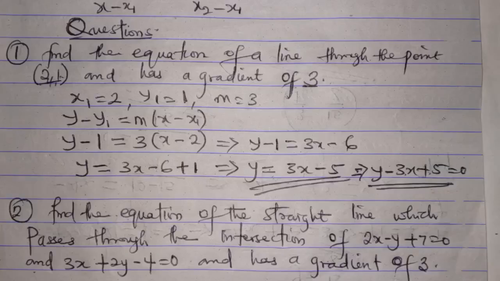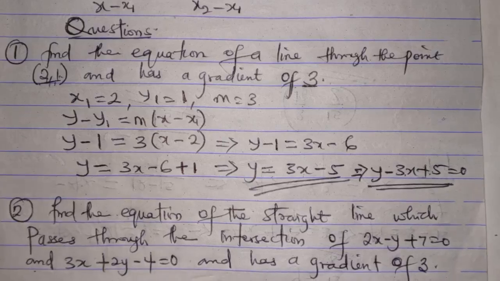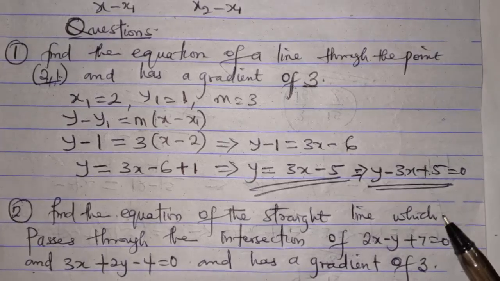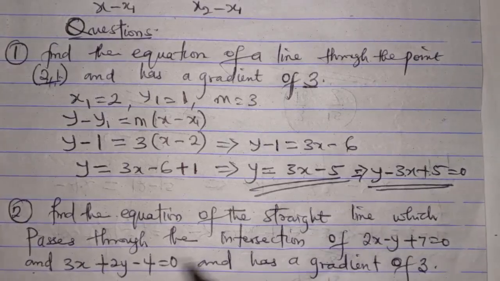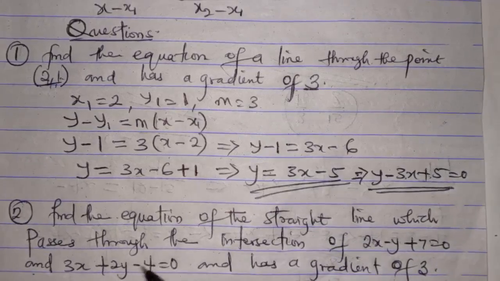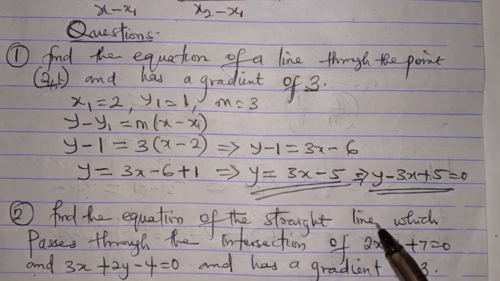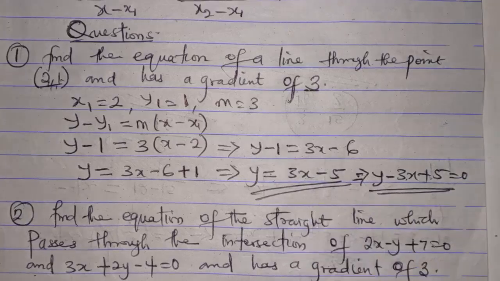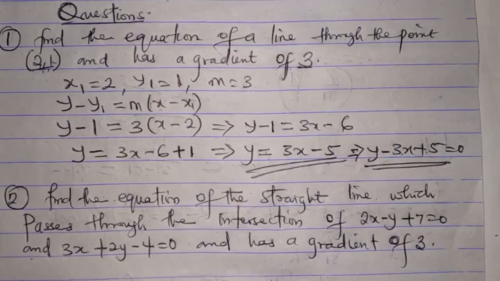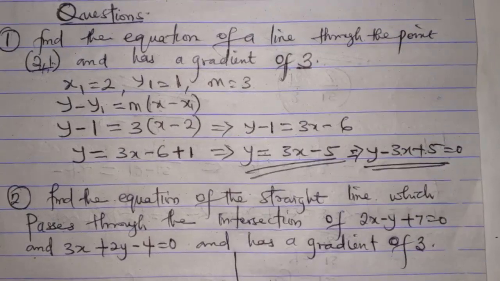The next question says, find the equation of the straight line which passes through the intersection of this line and this line and has a gradient of 3. A line passes through the intersection of these two lines. And I hope you know that the point of intersection of these two lines is a point that also lies on the line whose equation we are looking for. And we talked about point of intersection of lines. To obtain a point of intersection, we solve the simultaneous equation.